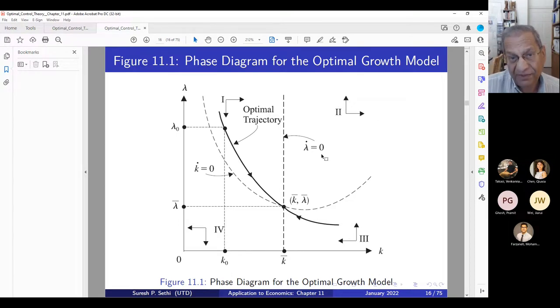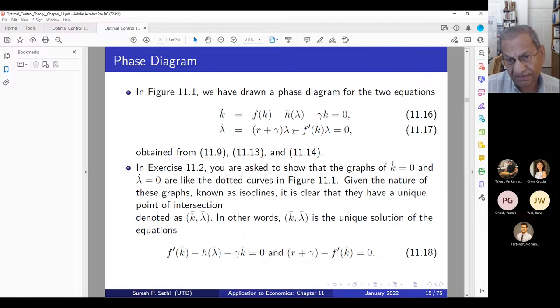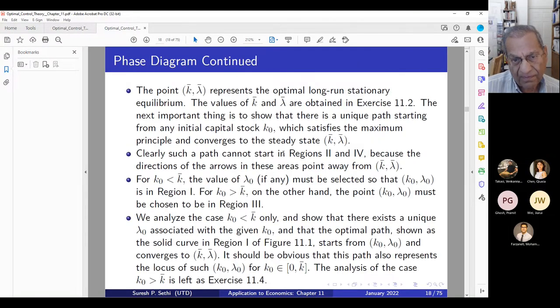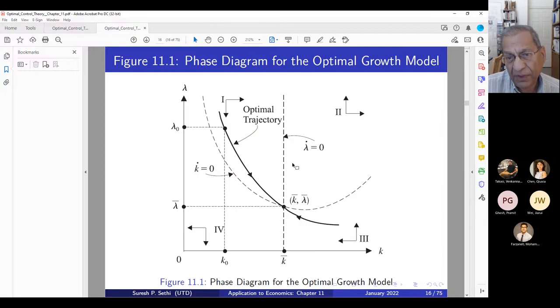The other arrows are going to be for k, so you're going to analyze what happens to k dot. And we also know the sign of h prime lambda. But anyway, that is left as an exercise. Exercise two is to find out what happens for k dot in these four regions. And if you look at the picture, k dot is positive in this region and this region, and k dot is negative in this region and this region. So here both k and lambda are increasing, so it can never go here. So there's no way you can select lambda zero here.